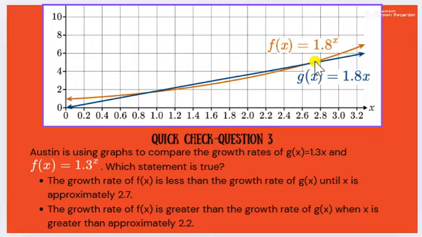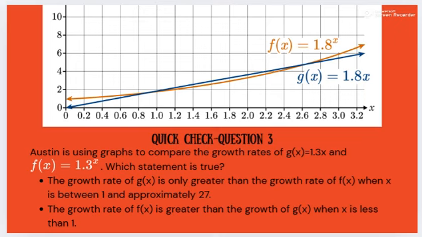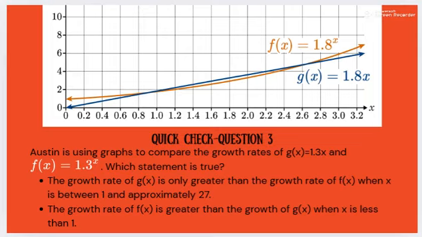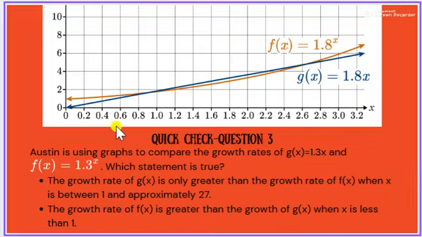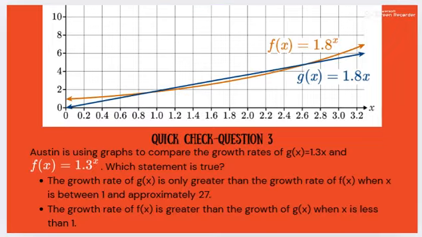The growth rate of f of x is greater than the growth rate of g of x when x is greater than approximately 2.2, which is right there. And then there's more options. The growth rate of g of x is only greater than the growth rate of f of x when x is between 1 and approximately 27. It's probably supposed to be 2.7 and I probably screwed it up. The growth rate of f of x is greater than the growth of g of x when x is less than 1. Okay, figure out which one is correct for that one.